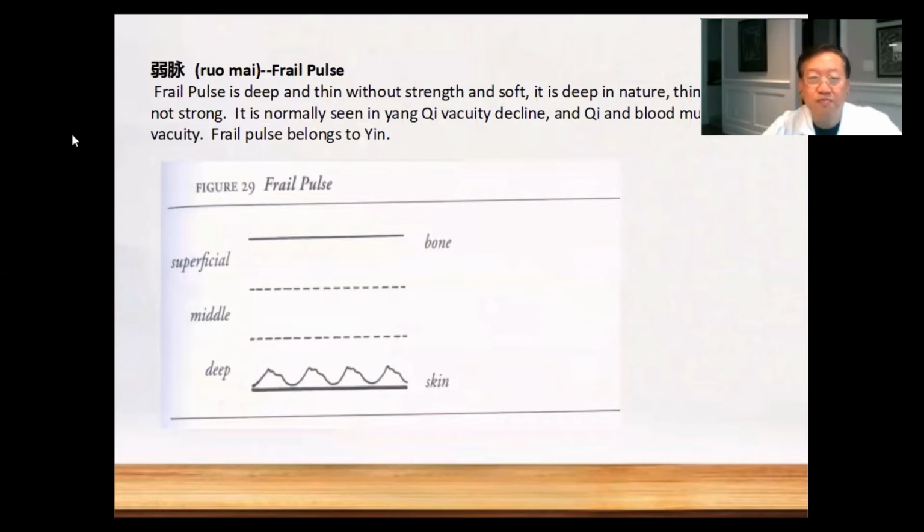Ruomai, frail pulse. Frail pulse is deep and thin, without strength, and soft. It's deep in nature, thin and not strong, normally seen in yang qi vacuity decline and qi and blood mutual vacuity. Frail pulse belongs to yin.